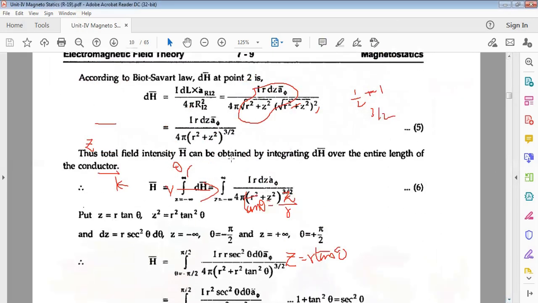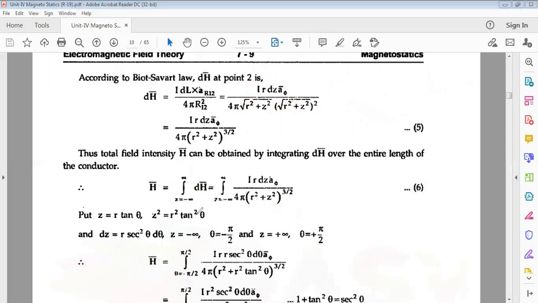Z is equal to R tan theta. Z square is equal to R square tan square theta. And here the dz is converted to theta values. Z is equal to R tan theta, so apply the derivative on both sides. dz is equal to R into, not the tan theta, secant square theta. The tan theta derivative is secant square theta into d theta. Okay, dz is equal to, now we can replace, R secant square theta d theta.